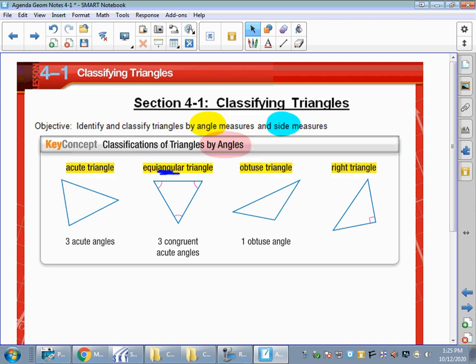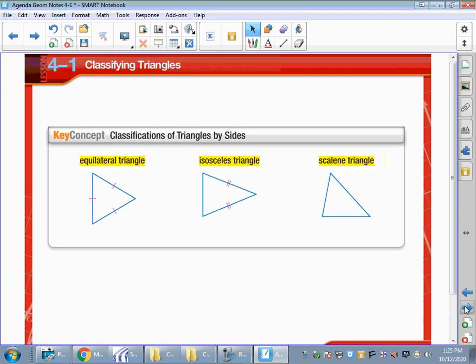And last but not least, a right triangle. It has one right angle. The other 2 angles you may notice from that diagram are also acute. So you can't have more than one right or one obtuse angle in a triangle. We'll talk about that in a moment.